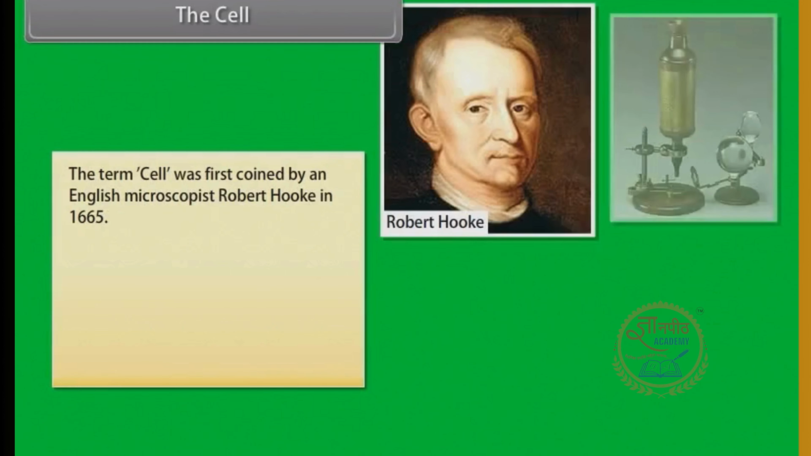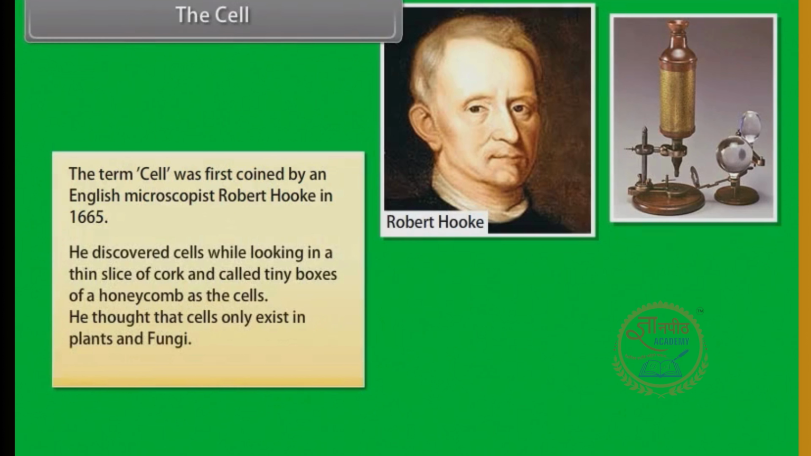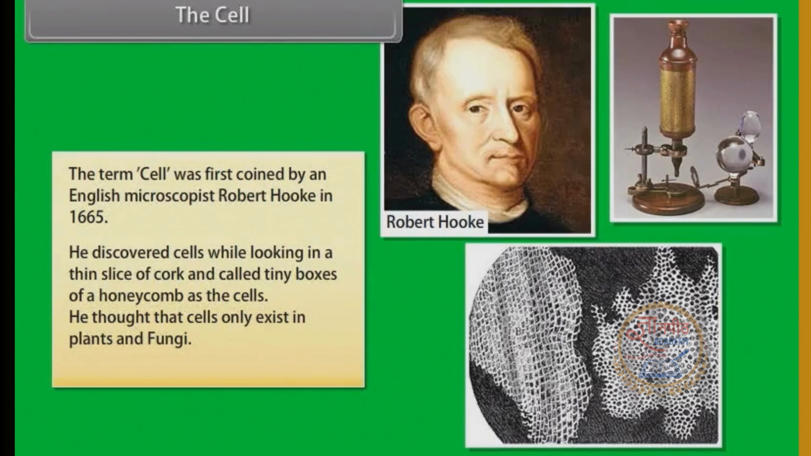The term cell was first coined by an English microscopist, Robert Hooke, in 1665. He discovered cells while looking in a thin slice of cork and called tiny boxes of a honeycomb as the cells. He thought that cells only exist in plants and fungi.